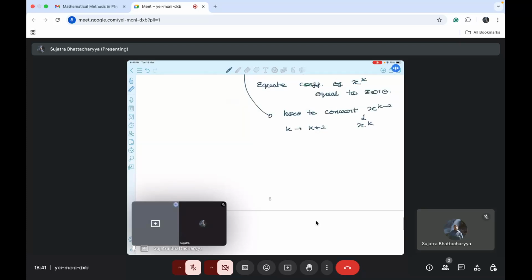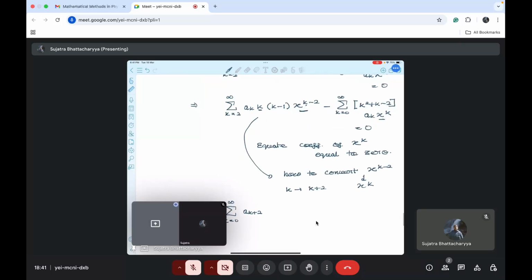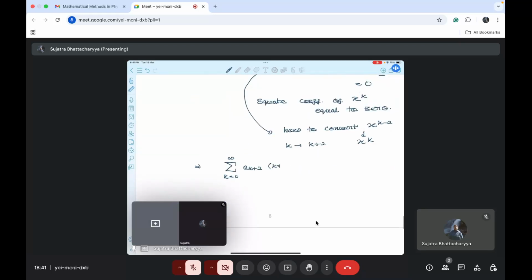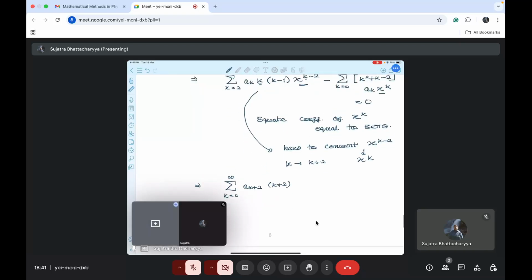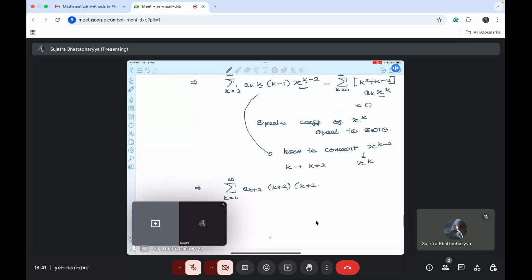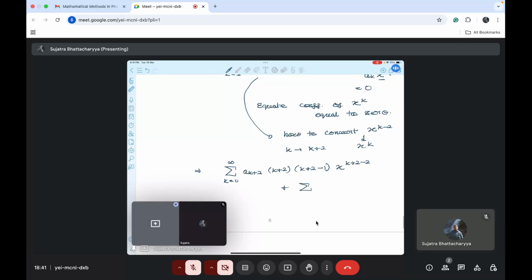So what will happen is that finally your summation will be, now k is equal to 0 to infinity, a k plus 2. Now k will be k plus 2, so it will be k plus 2. Next, k minus 1. I will write it exactly as k plus 2 minus 1, x to the power k plus 2 minus 2. Done. Plus the second will be as it is because it is already in terms of x to the power k. So a k, what was the thing? k square plus k minus 2, x to the power k. Put that equal to 0.